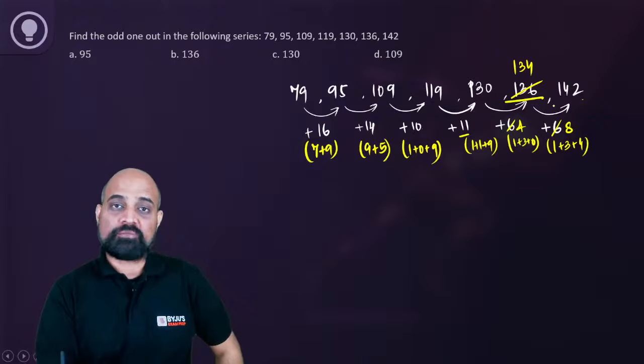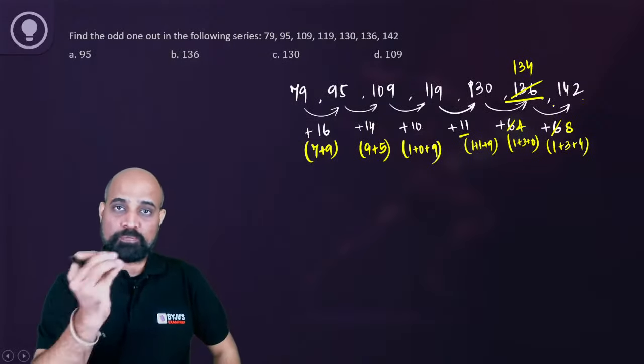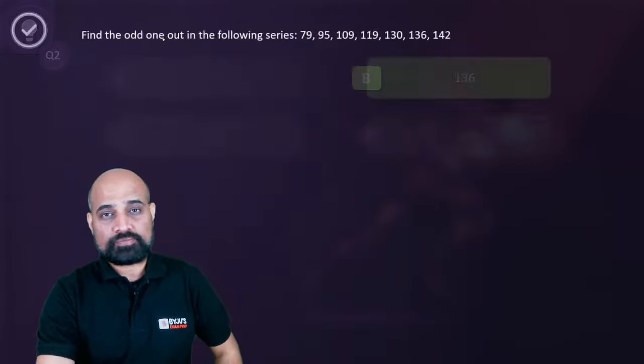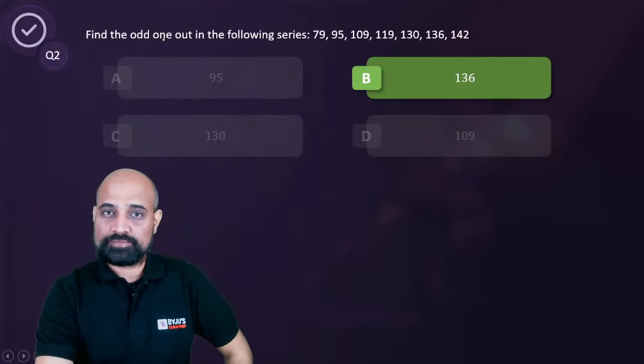So every number is equal to the previous number plus sum of those digits. So the problem is in 136. So that is going to be our answer.